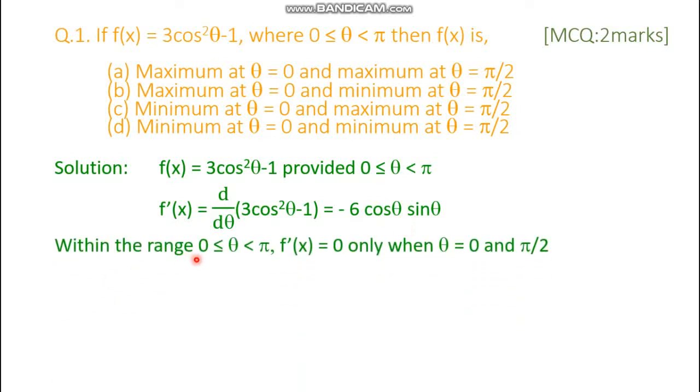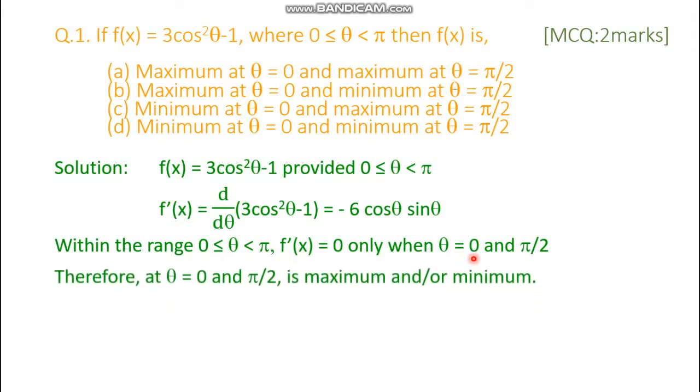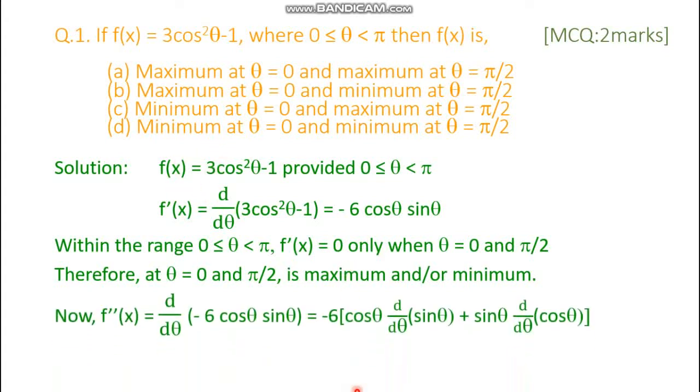Within the range 0 ≤ θ < π, the first differentiation, if equated with 0, gives the result θ is either equal to 0 or π/2. Therefore, at θ = 0 and π/2, f(x) would have either the maximum value or the minimum value.